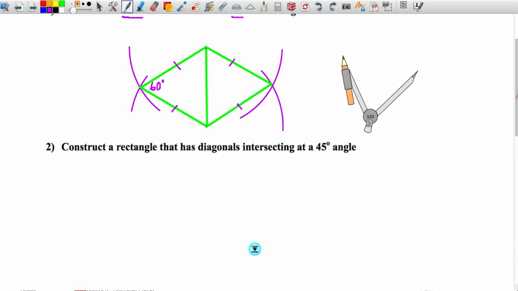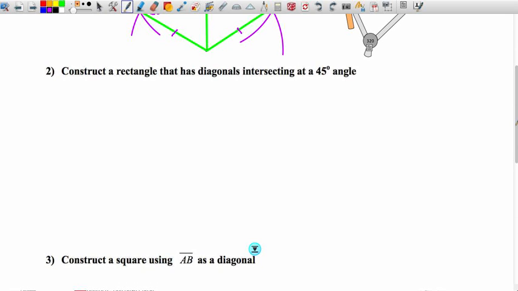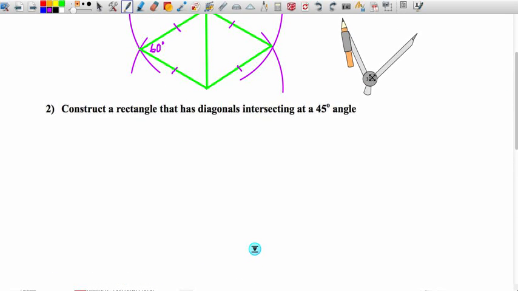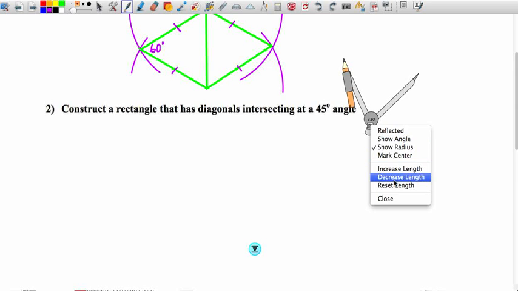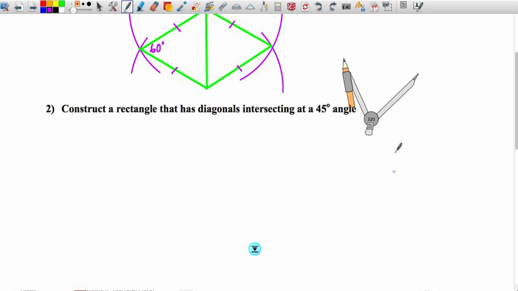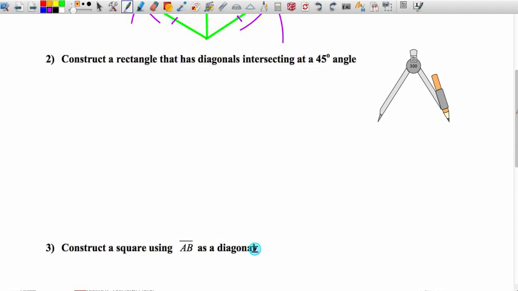Okay, then what I'm going to do is come down and construct a rectangle that has diagonals intersecting at 45 degrees. Let me just reset. Okay, so what we know about the diagonals of a rectangle is that they're of equal length, and in order to get a 45-degree angle, essentially what we're going to do is bisect a 90-degree angle. And so I'll start by constructing a 90-degree angle.